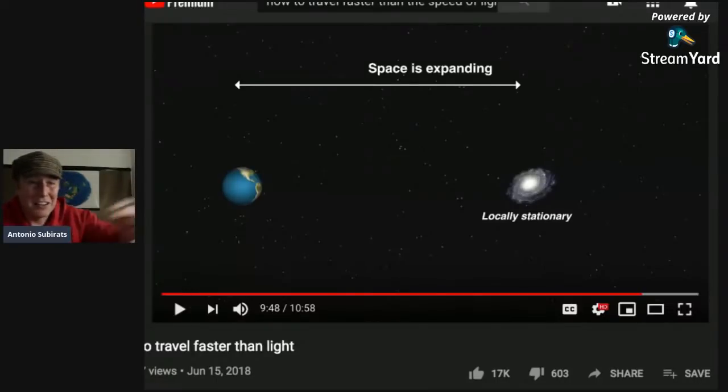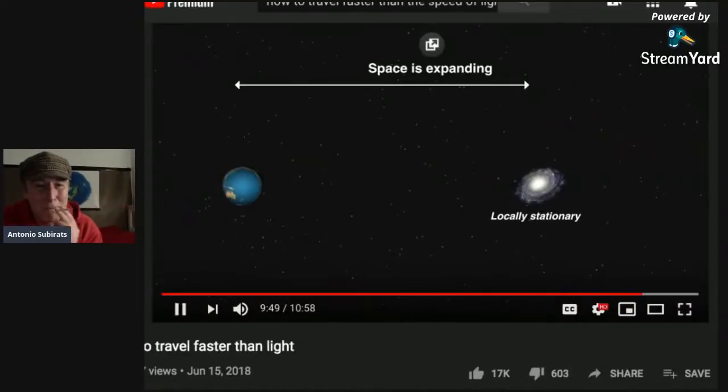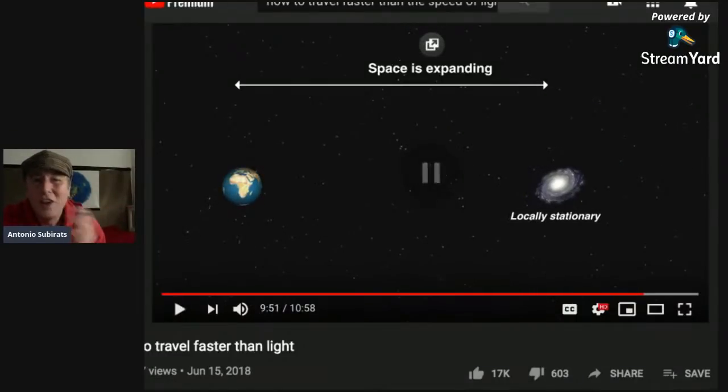Never mind. He's like, oh no, the thing is stretching. It doesn't matter. It's still speed, distance, and speed. They're not moving through space. What are they moving through? Nothing. Are they moving? No.